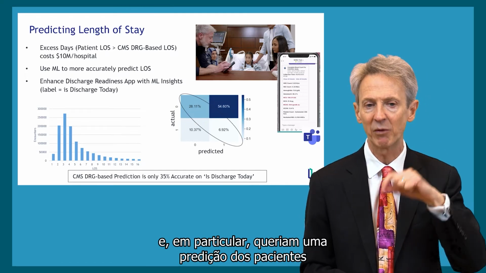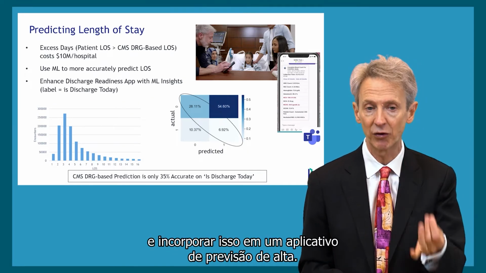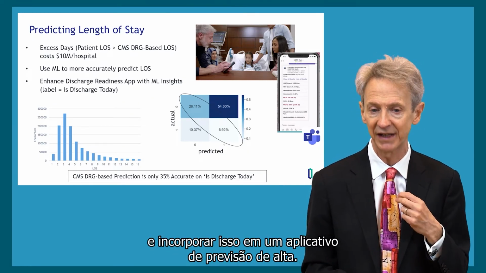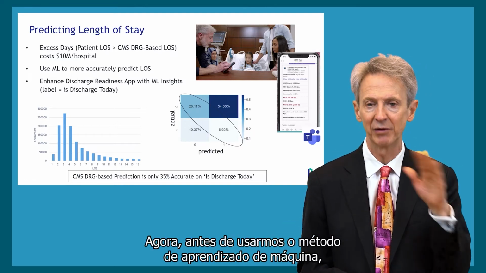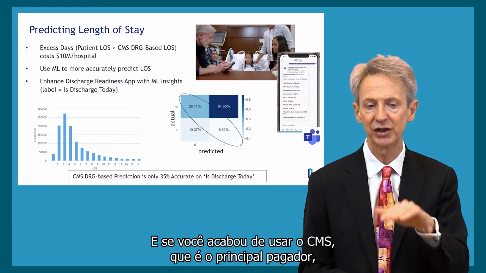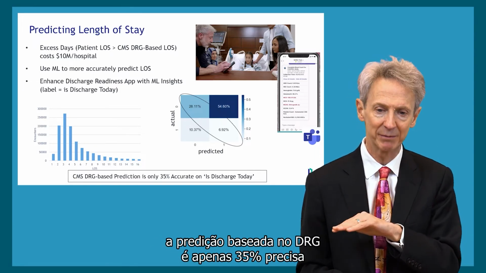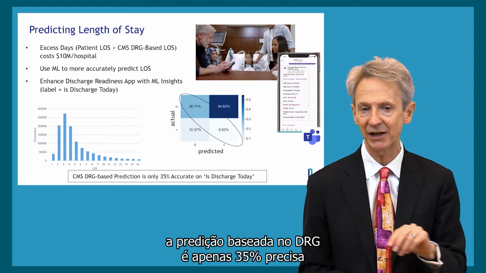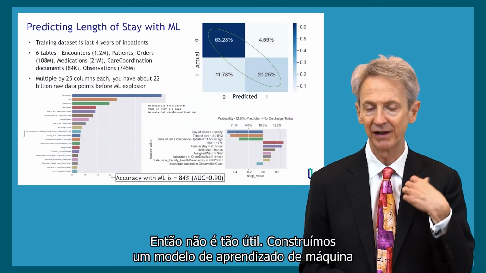And in particular, they wanted to predict the patients that would be discharged that day and incorporate that into a discharge readiness app. Now, before we do machine learning, we always like to baseline. And if you just used CMS, which is their main payer, the DRG-based prediction, it's only 35% accurate as to who is going to leave the hospital that day. So it's not that useful.